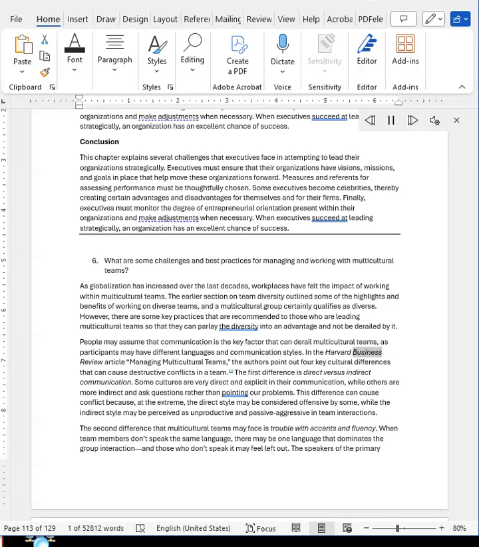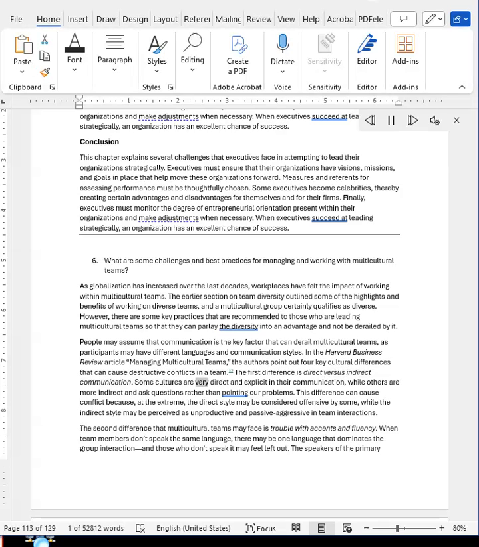In the Harvard Business Review article, Managing Multicultural Teams, the authors point out four key cultural differences that can cause destructive conflicts in a team. The first difference is direct versus indirect communication.